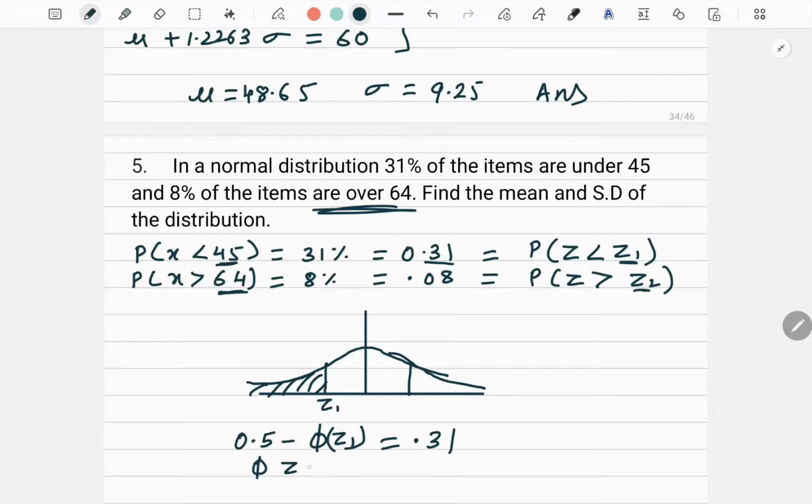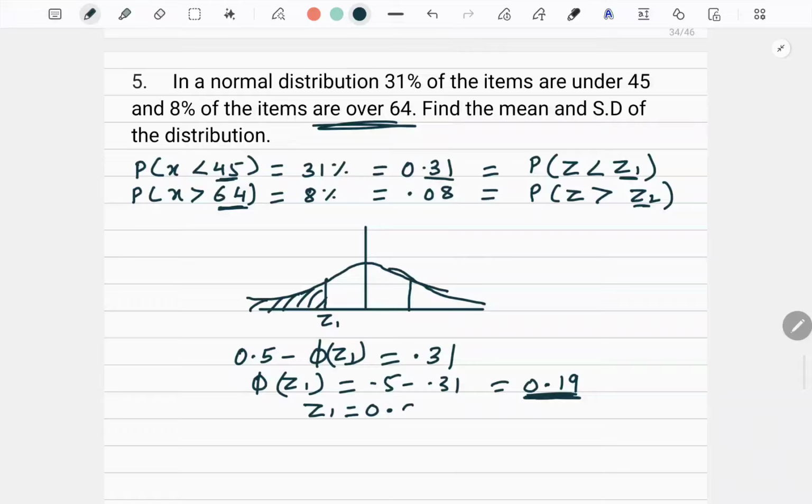So what is phi of Z1? Phi of Z1 is equal to 0.5 minus 0.31, right? So this is equal to 0.19. So now I should check what the value of Z1 corresponding to 0.19 is, which should be given in your question. Correct? So for 0.19 you have 0.5. So Z1 is equal to 0.5. This will be given in the question, so you don't have to bother about it. Right? Now the second is Z2.